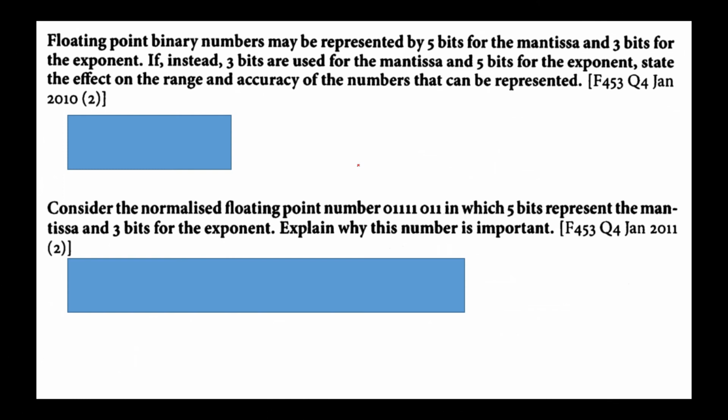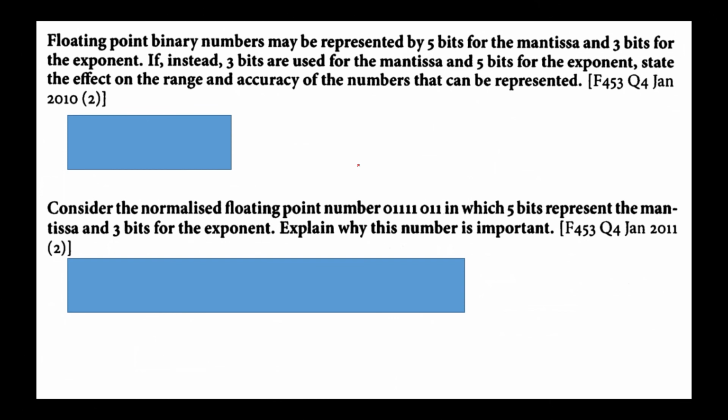So here we go. Floating point binary numbers may be represented by 5 bits for the mantissa, 3 bits for the exponent. Then, if instead 3 bits are used for the mantissa and 5 bits for the exponent, state the effect on the range and accuracy. This is pretty much the question from before, but the other way around. So you can pause the video now to have a go at these.